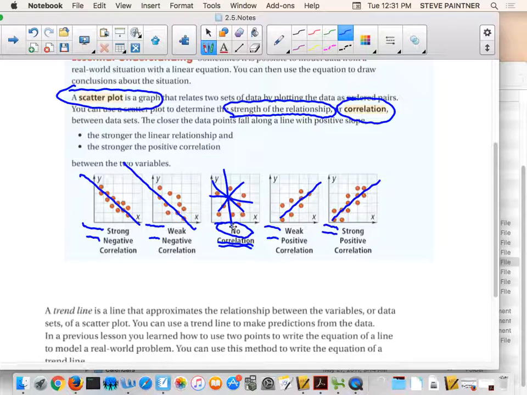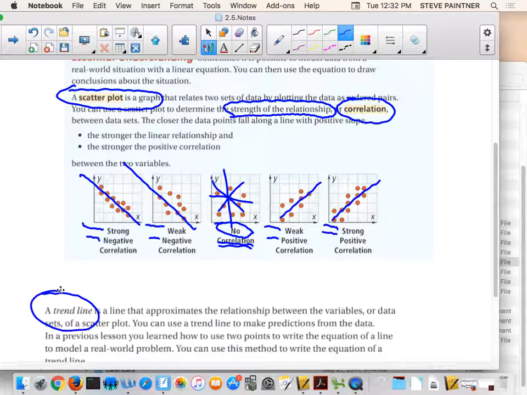Last paragraph says a trend line. So here's another big word in this section. You got scatterplots, correlation, and now trend line. What's a trend line? It's a line that approximates the relationship between the variables or data sets of the scatterplot. You can use a trend line to make predictions from the data.